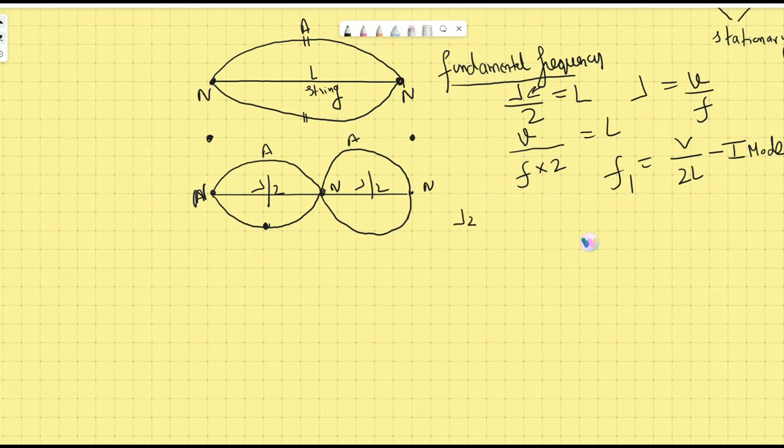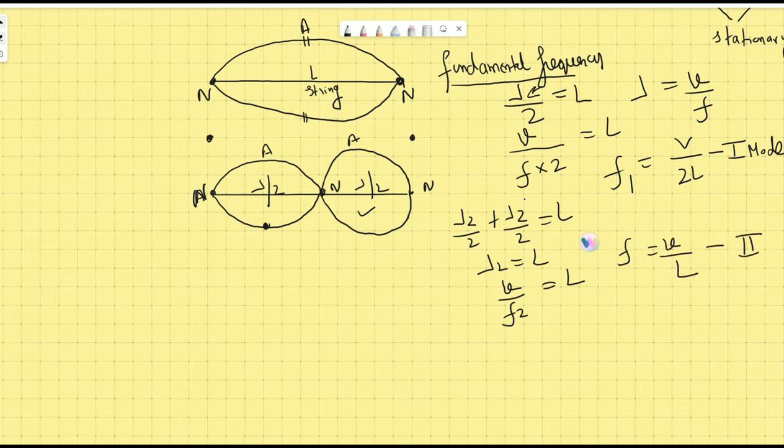So lambda 2 by 2, because it's the second one, plus lambda 2 by 2 is equal to L. And therefore, lambda 2 is equal to L. And therefore, velocity divided by the second frequency is equal to L. And therefore, frequency is equal to V by L. So this is your second mode, right? And as you can see, it is double the first mode, right? If you multiply the first mode by 2, it will become the second mode. So we have also discussed the second mode.